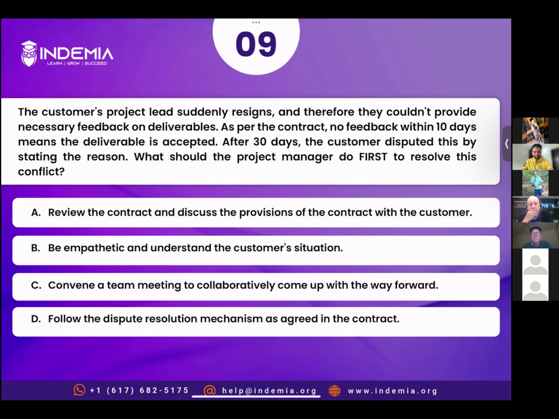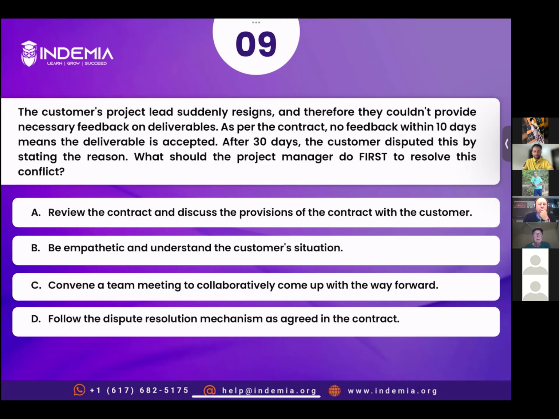All right. Thank you. Vivek, you have chosen option B. Yeah. So with the PMI concept, we understand the contract and everything, but empathy with the customer will better solve the problem and dispute. We can come up with a good way forward by being empathetic and understanding the situation. All right. So yes, that is correct. One of the PMIisms is be empathetic.